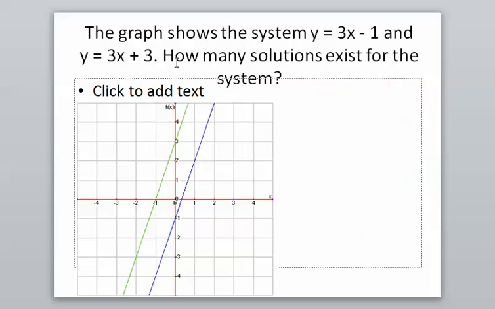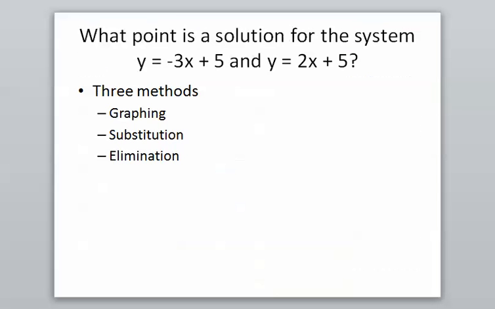This one, how many solutions exist for these two systems? y equals 3x minus 1 and y equals 3x plus 3. Well, in this particular one, I happen to notice that the slopes were the same. This one's got a slope of 3 and this one's got a slope of 3. That means they're parallel lines. I've got this blue line here and I've got this green line here. Parallel, never touching. There are no solutions for this one because unless they touch each other, there won't be a solution. Okay? That's the way you do those type of problems.